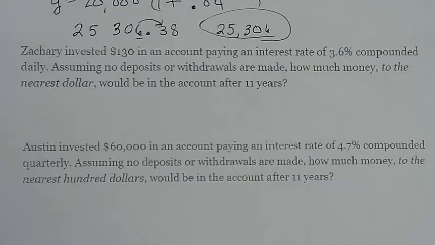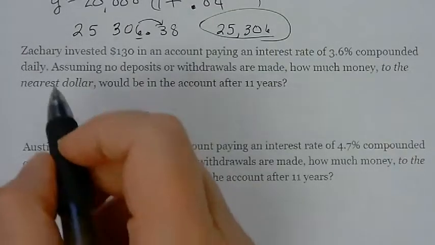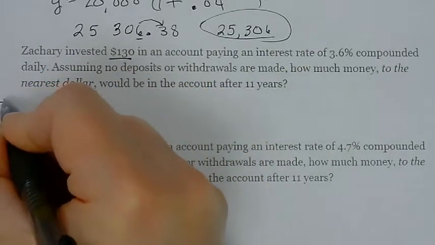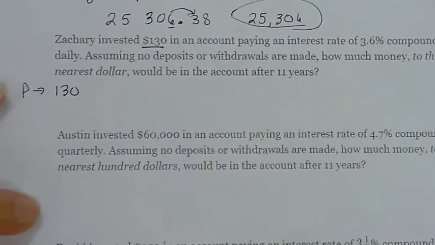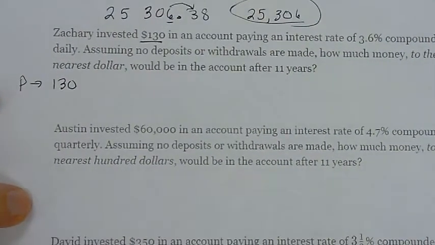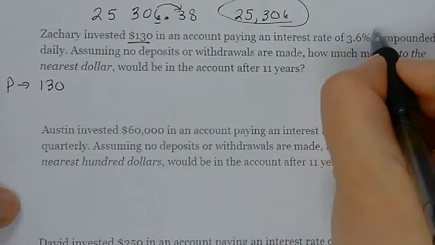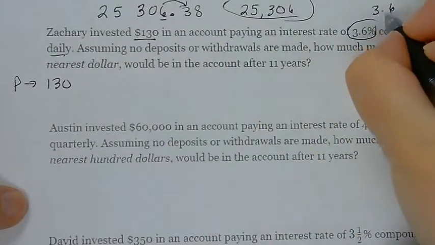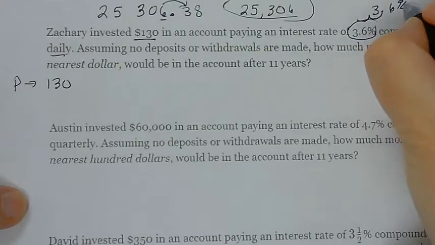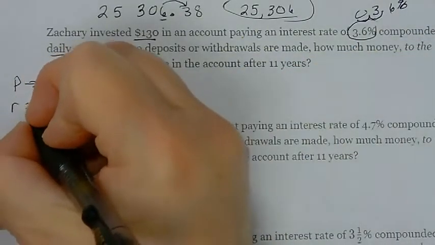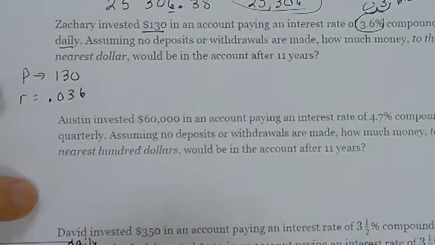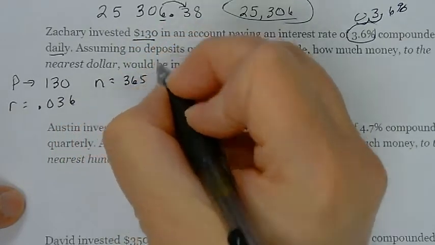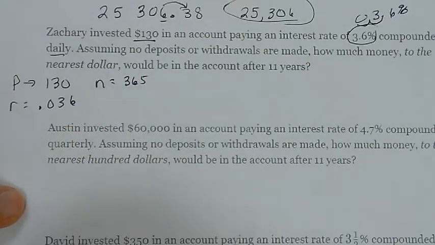Okay, let's go through and dissect this and see if we can figure out what each of these things means. So he invested $130. So that's going to be his principal. This is how much he starts with. It says that he has an account that pays 3.6% compounded daily. So 3.6, if I change the 3.6 to a decimal, I move it 2 places away from the percent sign. So R is going to be 0.036. It says that it happens daily, so that means that it's going to happen 365 times a year. And I believe that's all we need to know.